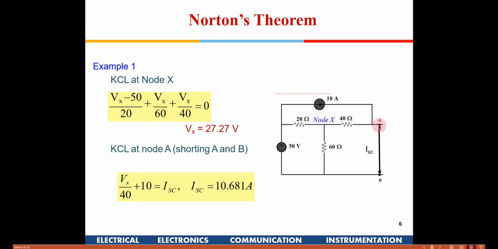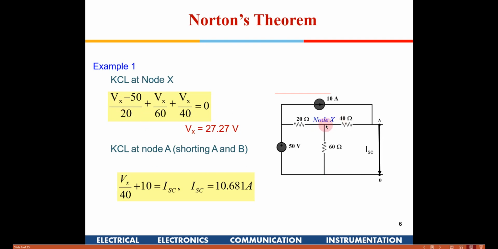And across the terminal AB, we have put a short there, which is known as ISC. Now we are going to try to find the value of this ISC from the given parameters. So this is node X, and this is ground. I have not indicated ground here, but I should have represented one ground here. So this is ground, zero potential.